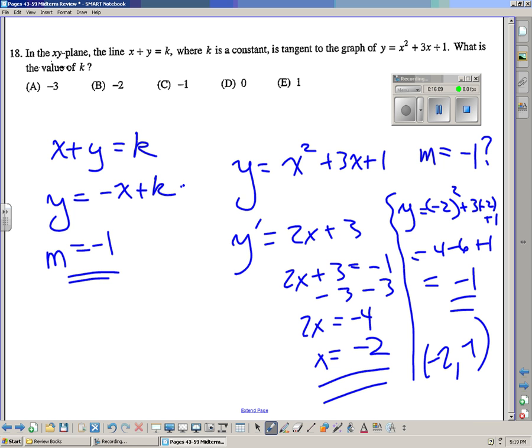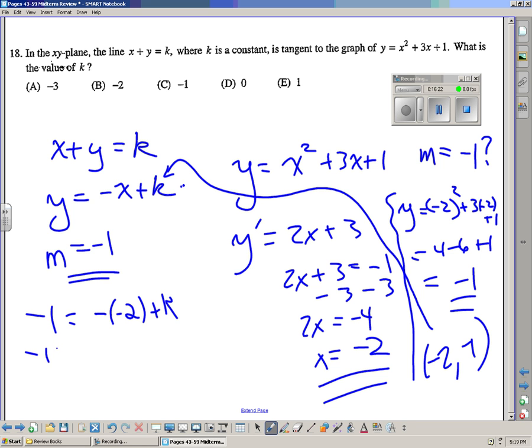Well, that will help us actually find this constant here. We can take x and y and plug them in, and we will be able to find the constant. So y is negative 1 equals negative times negative 2 plus k. We get negative 1 is 2 plus k. Subtract 2 from both sides, and k is negative 3. So the value of k is negative 3. Love that problem. That is a good one to think about. That is a definite candidate, something along those lines on the midterm.